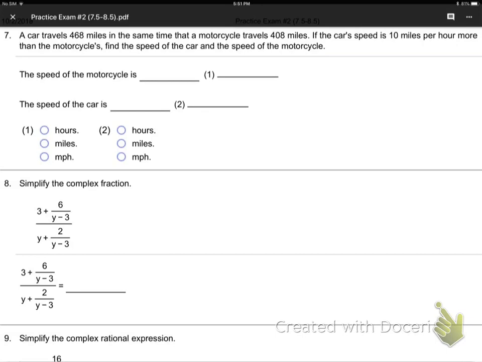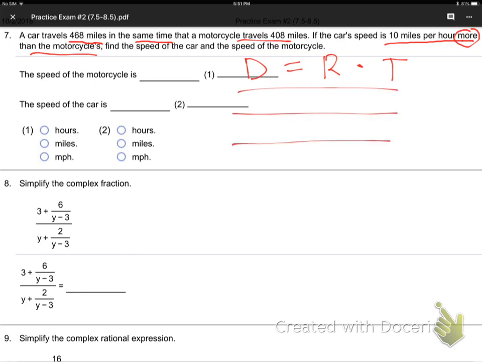Okay, so here's number 9. So number 7, travel problem. Car travels 468 miles in the same time. Motorcycle travels 408 miles. The car's speed is 10 miles per hour more, 10 more, that's x plus 10, than the motorcycle. All right, so what equation do we always use? Distance equals rate times time, the dirt equation for travel.